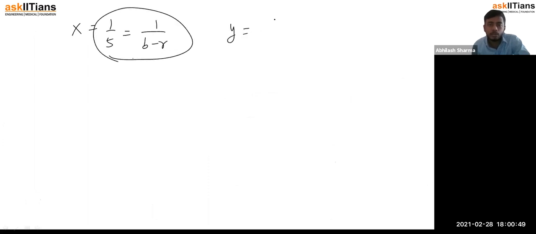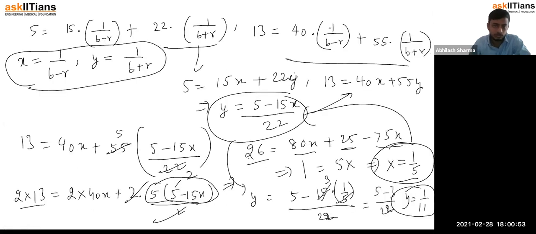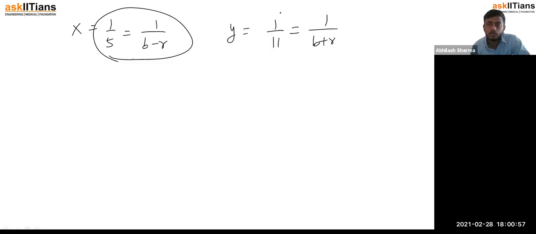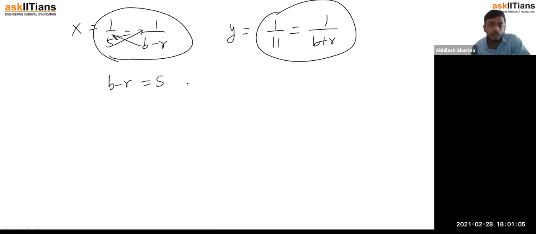y is equal to how much? 1 by 11. But it is also equal to 1 upon b plus r. Using this, from this equation, how will we solve these? Just cross multiply. So what are we getting? 5 is equal to b minus r. Here we are getting b plus r is equal to 11.